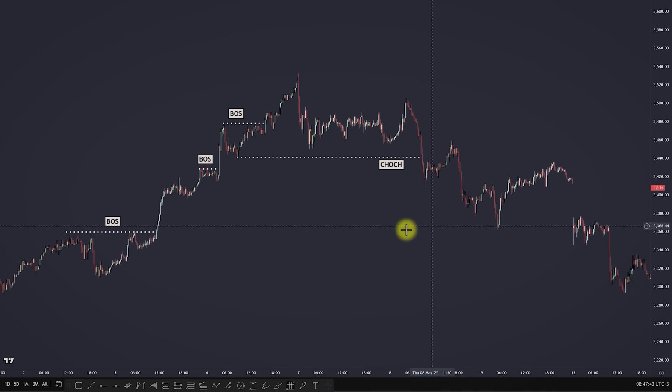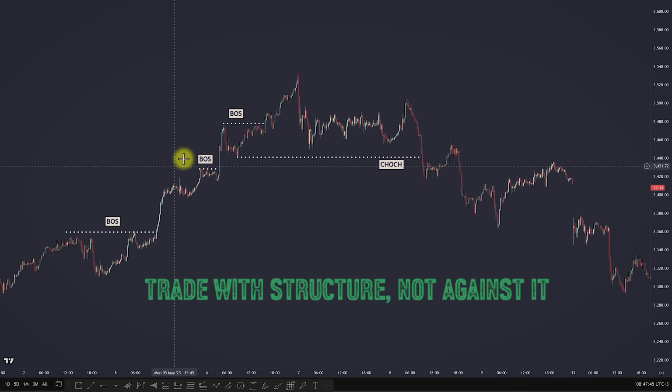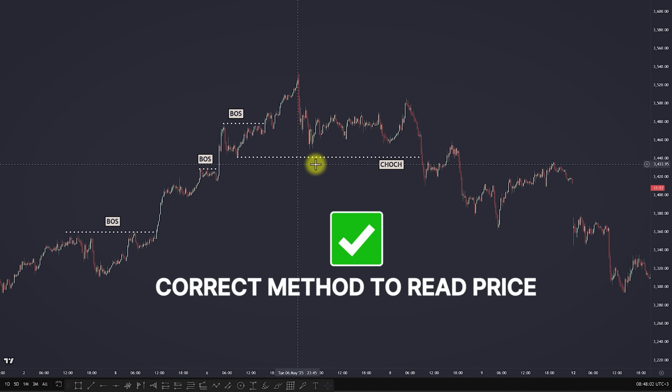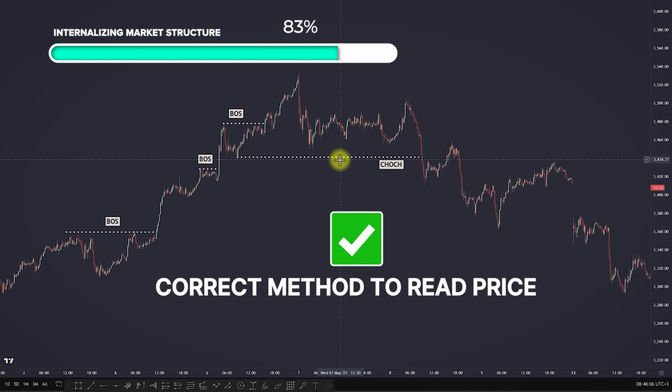Here's the key insight. You want to trade with the structure, not against it. In a trending market with clean break of structure patterns, you look for entries in the direction of the trend. But when you start seeing change of character patterns, you either take profits or step aside. This is how you read the market's intentions while everyone else is guessing. Most traders spend months figuring this out. You just learn it in 2 minutes.